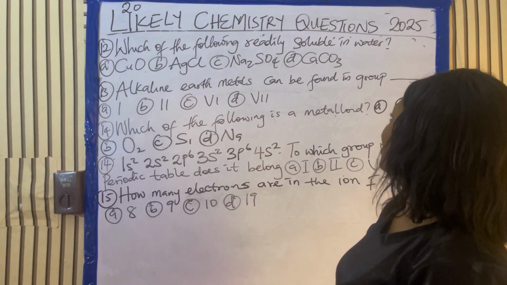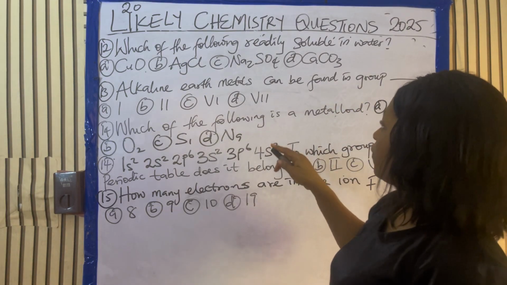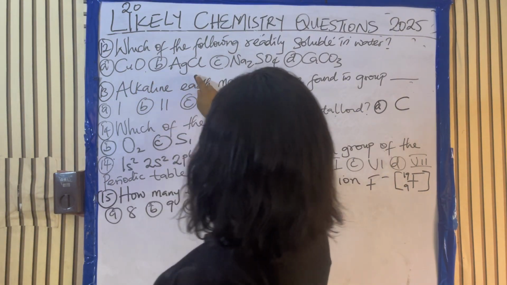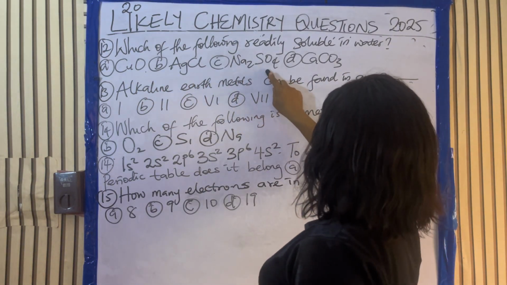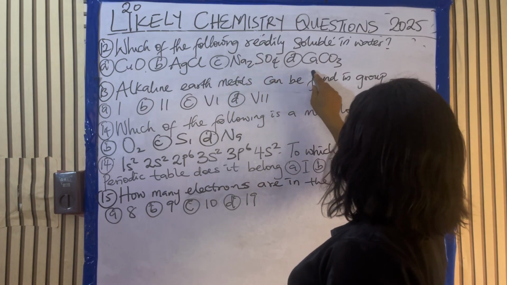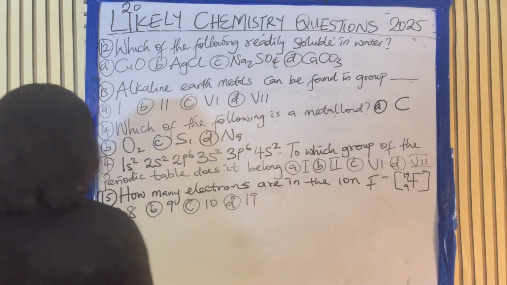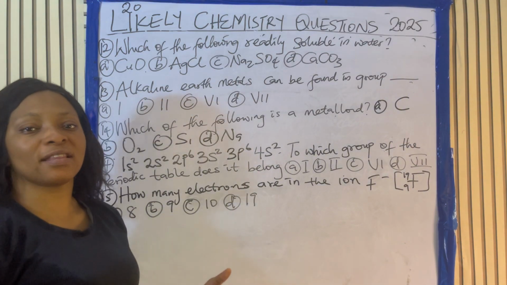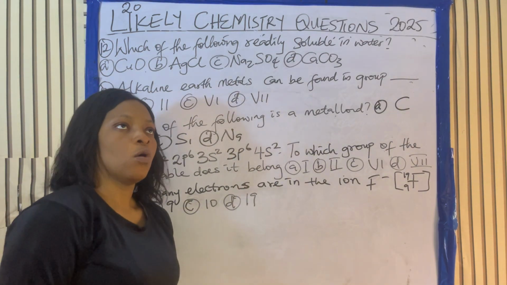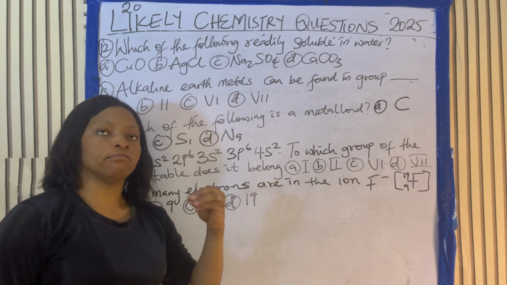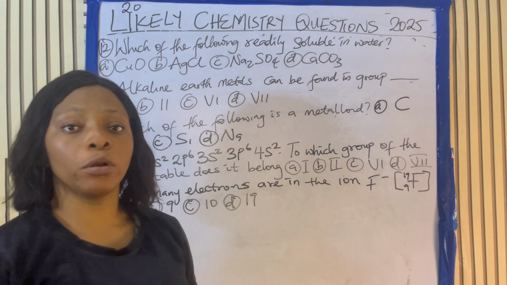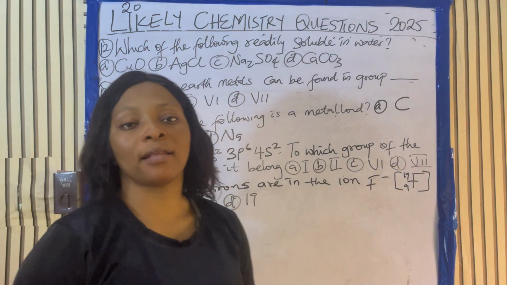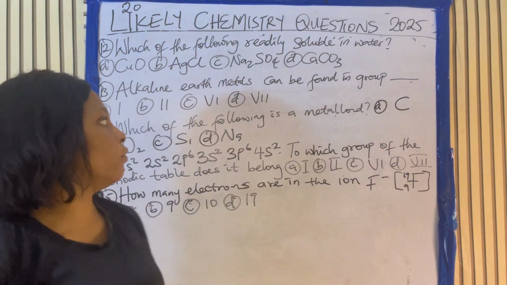Which of the following is readily soluble in water? Copper 2 oxide, silver chloride, sodium tetraoxosulfate 6, and calcium trioxocarbonate 4. Now, solubility: all tetraoxosulfate 6 are soluble in water, with the exception of lead tetraoxosulfate 6 and barium tetraoxosulfate 6. Then all chlorides are soluble in water except silver chloride and lead chloride.